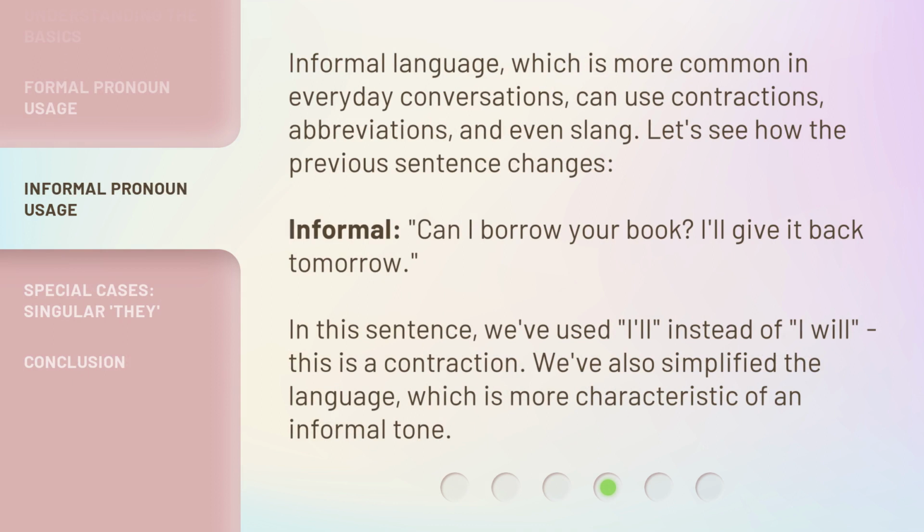Informal language, which is more common in everyday conversations, can use contractions, abbreviations, and even slang. Let's see how the previous sentence changes. Informal: Can I borrow your book? I'll give it back tomorrow. In this sentence, we've used "I'll" instead of "I will." This is a contraction. We've also simplified the language, which is more characteristic of an informal tone.